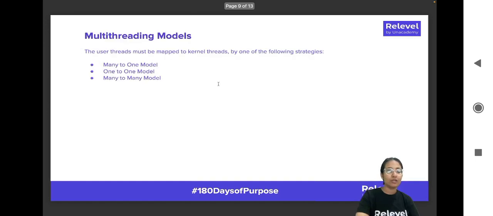Okay, perfect. Thank you so much for taking a look at this video. In the next video, we are going to talk about the multi-threading models. Okay, we are going to basically see how the user threads can be mapped to kernel threads and with what different strategies we can do that. Okay, so stay tuned for the next video on threads as well.